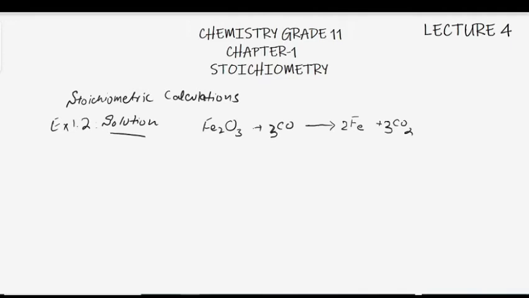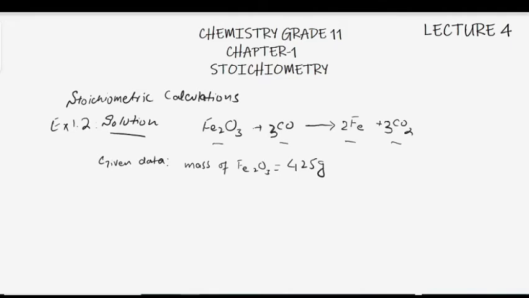Iron can be produced from iron ore, that is Fe2O3, by reacting the ore with carbon monoxide. Carbon dioxide is produced as a byproduct, and you are asked to calculate the mass of iron produced if we have 425 grams of iron ore. So what we are given is the mass of iron ore, that is the mass of Fe2O3, and this is equal to 425 grams.